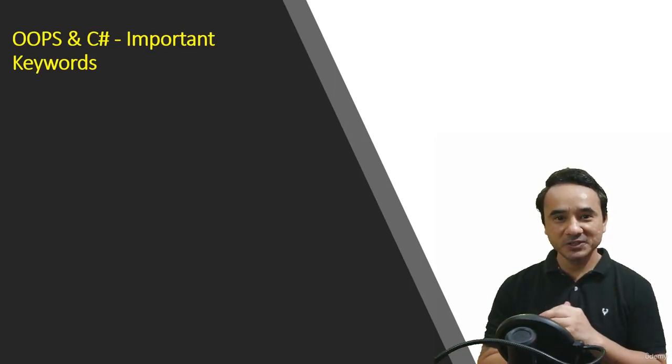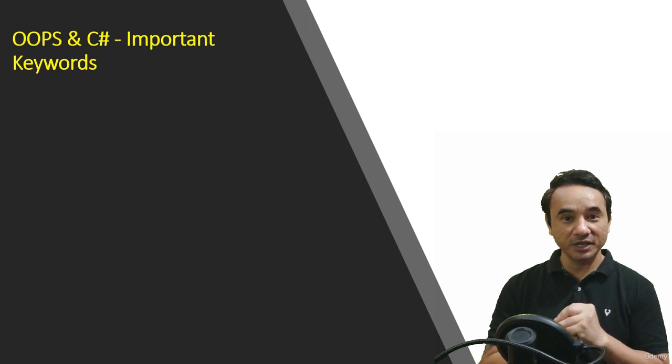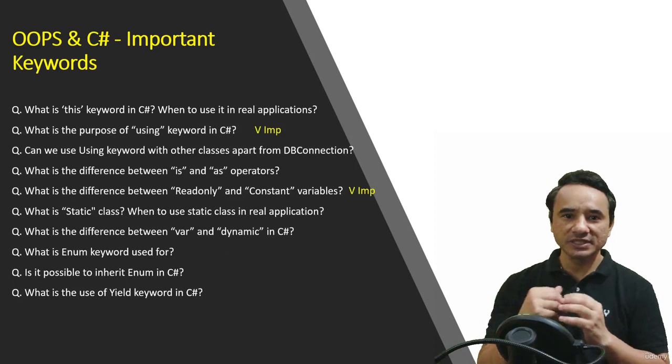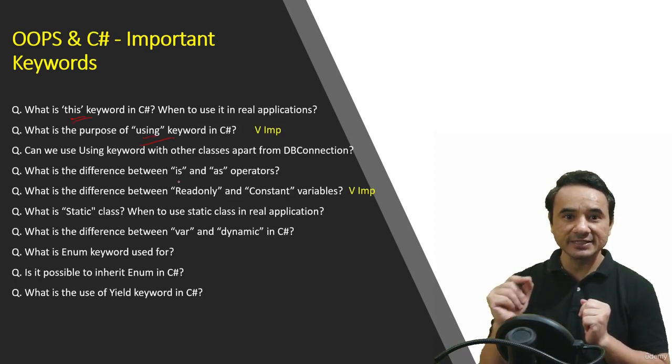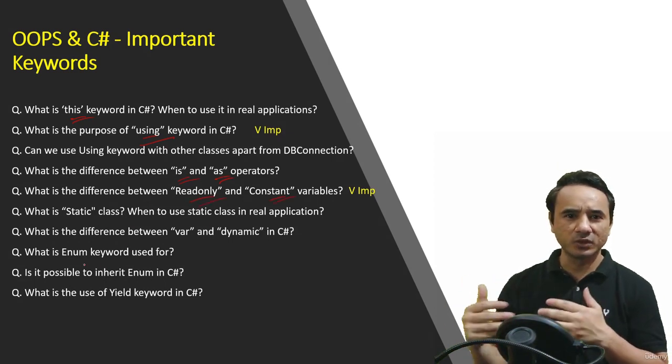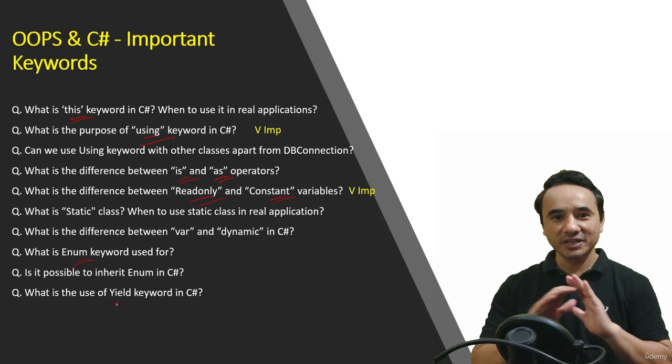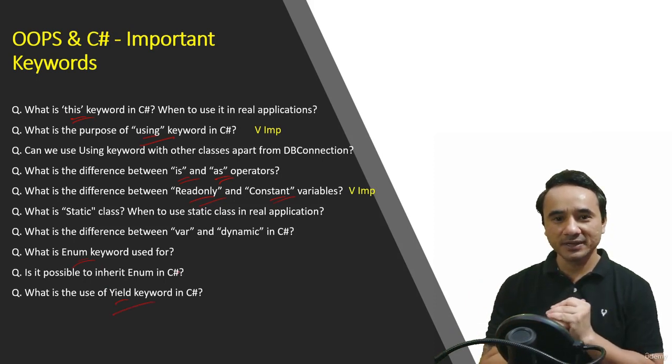Hope your preparation is going good, and in this section we are going to cover the questions on important keywords in C#. Here is the list of 11 questions, with questions on keywords: using, is and as, readonly, constant, enum and yield, and many more. So basically all the important keywords are covered. The approximate duration of all these questions is around 20 minutes.